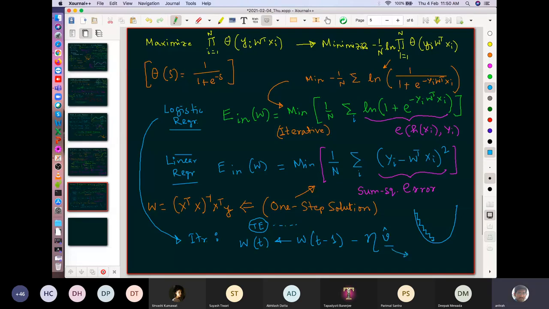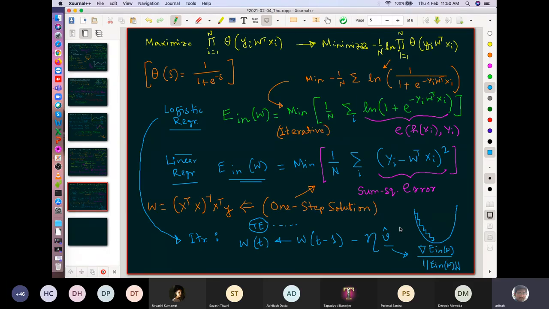That unit is nothing but how I would partially differentiate this with respect to each W. This is a vector. If I divide it by its norm, I will get the unit vector. This gives you direction.